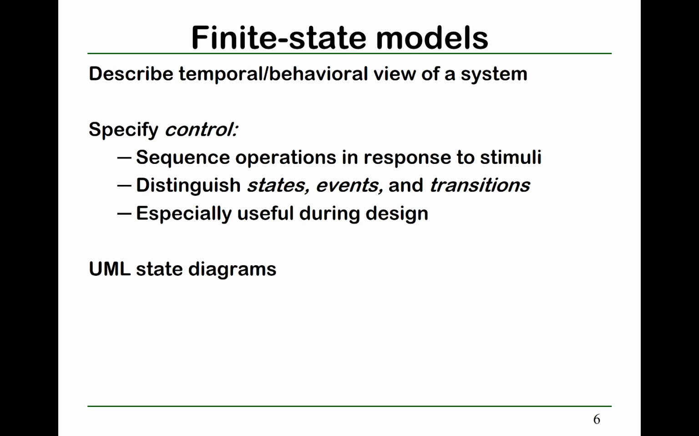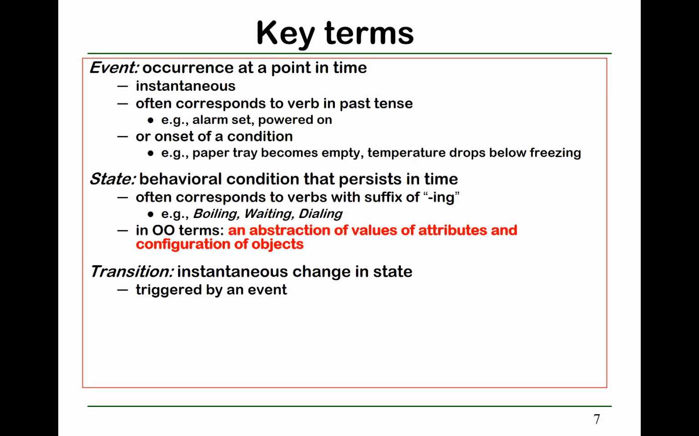All right, so let's take a look at what finite state models are. Basically, they describe the temporal and behavioral view of a system, and you need to specify the sequence of operations in response to some stimulus. And you need to distinguish three concepts: states, events, and transitions. So that's basically UML state diagrams.